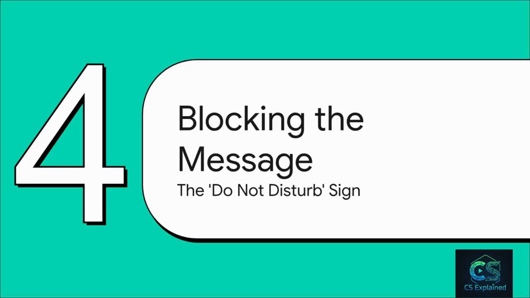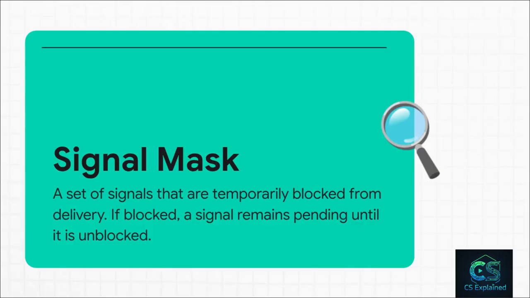Okay, but what if you have a chunk of code that is just so important, so delicate that it cannot be interrupted under any circumstances? Well, you can basically hang a "do not disturb" sign on your program's door. This "do not disturb" sign is called a signal mask. Think of it like a bouncer's list for your process. The kernel, before it delivers any signal, checks this list. If the signal's on the "do not disturb" list, the kernel just says, okay, not now, and the signal has to wait in the pending queue until the program says it's okay to come in.